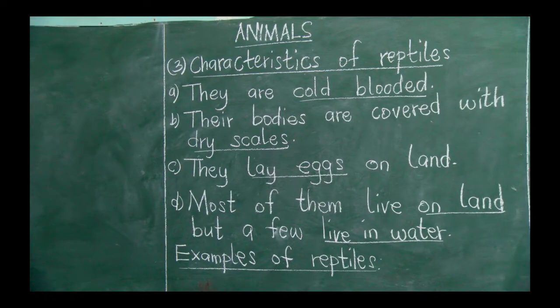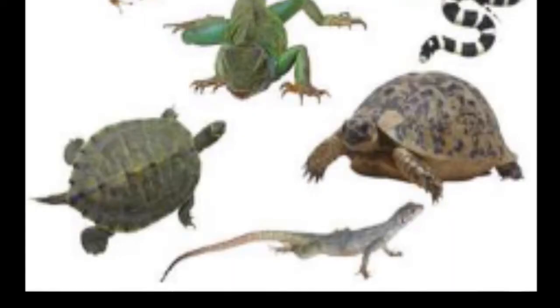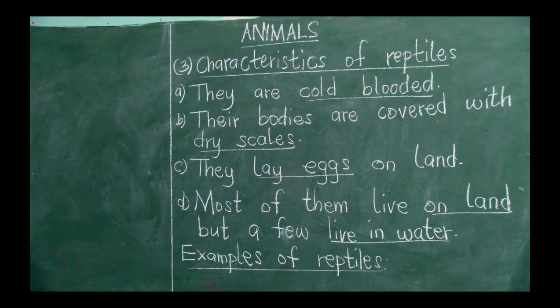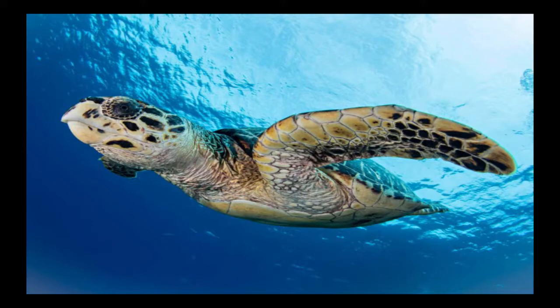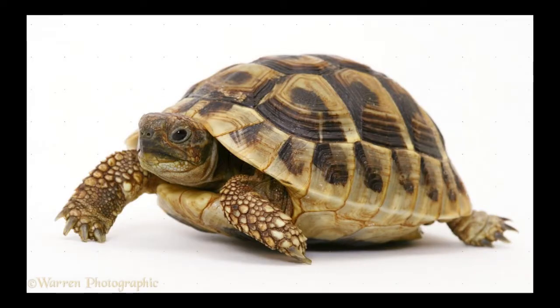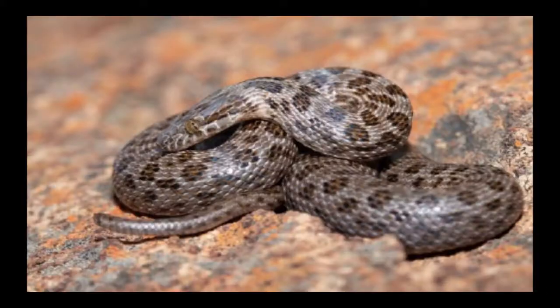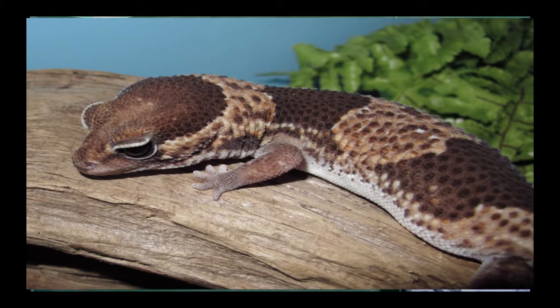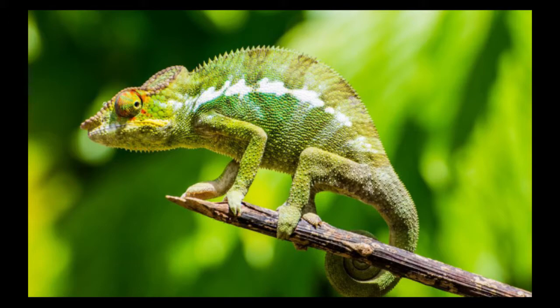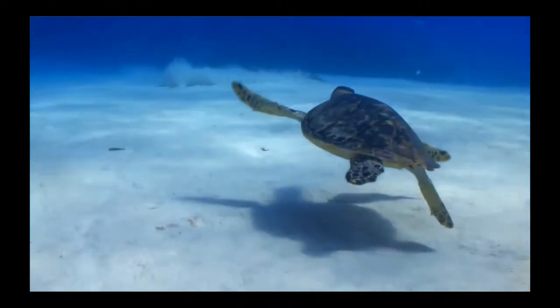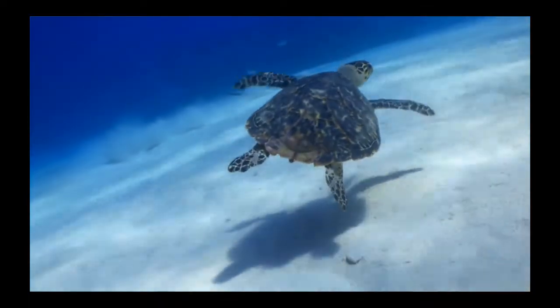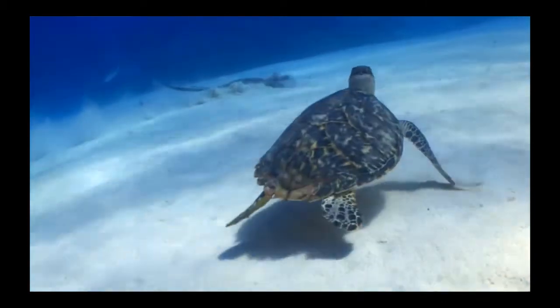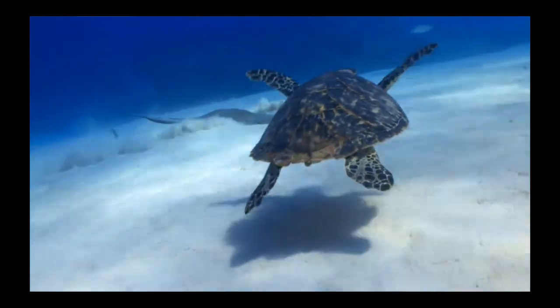Then, most of them live on land. They live on land, but a few live in water, like a turtle. A turtle lives in water, but others live on land. So these are some of the reptiles that live on land, as you can see on your screen. Then we have a turtle. A turtle mostly lives in water. It knows how to swim.